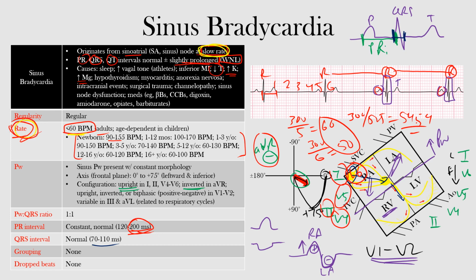Remember, if they're biphasic in V1 or V2, it's positive then negative. And then variable in 3 and aVL. The P wave to QRS ratio is 1 to 1. Our PR interval is normal, constant, between the 3 to 5 small boxes. QRS interval again normal, 70 to 110 milliseconds. Remember, it could be at the upper range of maybe 110 milliseconds, but it never goes beyond that and becomes abnormal. There's no grouping. Again, no beats are dropped.